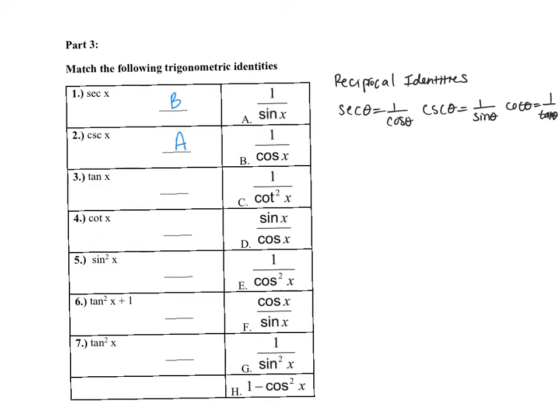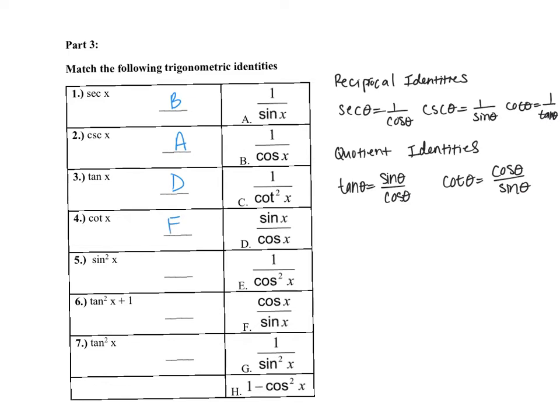So the next identity that I want to mention is the quotient identity. This is when you can represent tangent and cotangent in terms of sine and cosine. Just as a friendly reminder, tangent is always sine over cosine. And then cotangent is always cosine over sine because it's the reciprocal of tangent. So notice they're flipped. When I see tangent here, I'm looking for something that's sine over cosine, so probably D. Cotangent is probably something with cosine over sine, so F. So this one could be F.